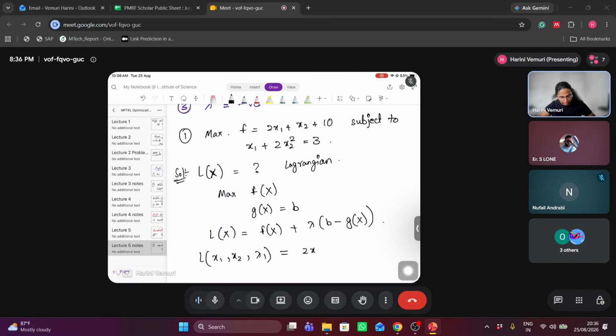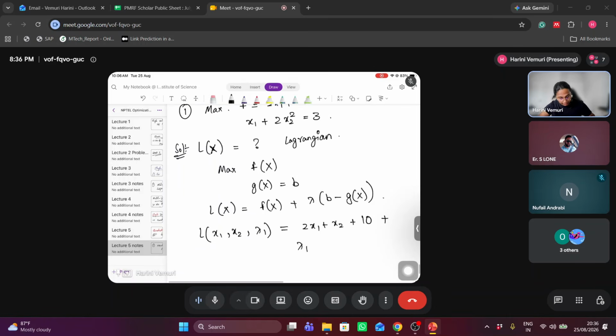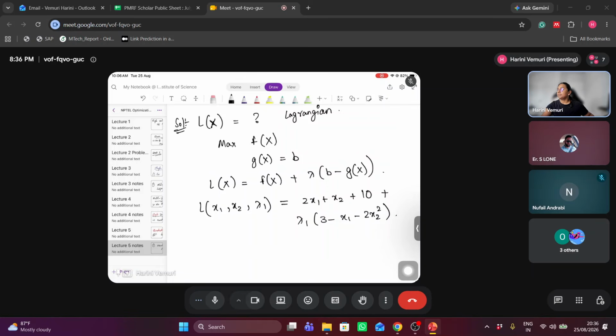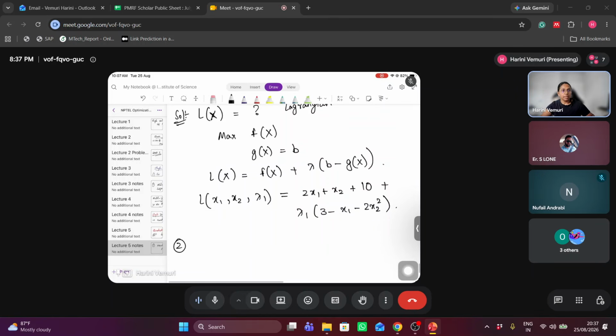So the Lagrangian will look like 2x1 plus x2 plus 10 plus lambda 1 into, b is 3 here, 3 minus x1 minus 2x2 square. This will be our Lagrangian. Okay. Is this clear? We should not be writing x1 plus 2x2 square minus 3. Okay. This is how you have to write b minus g of x.